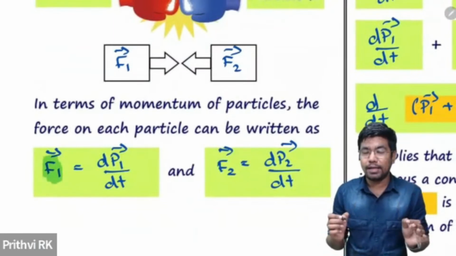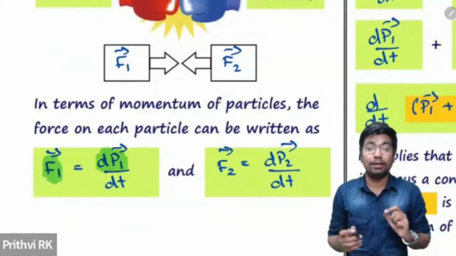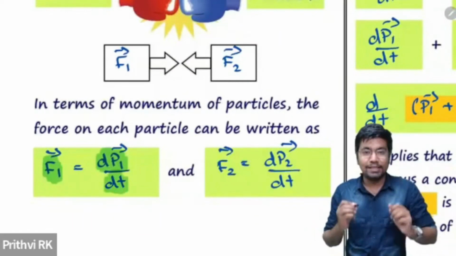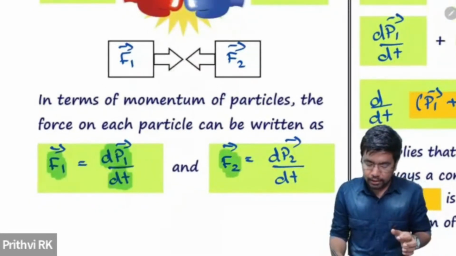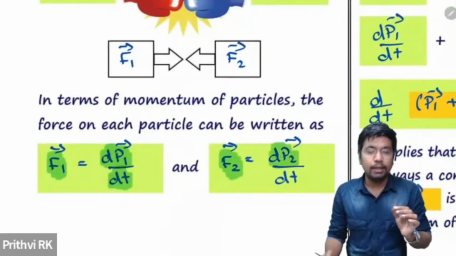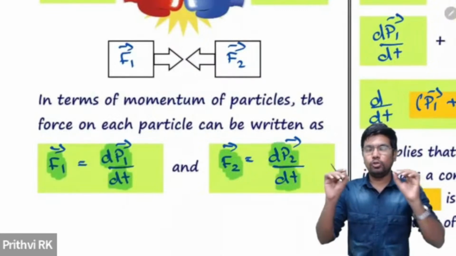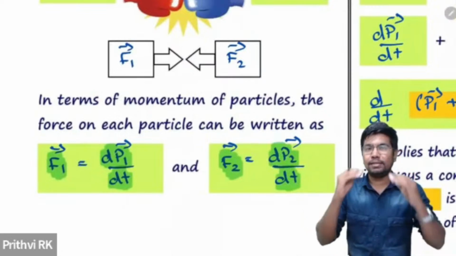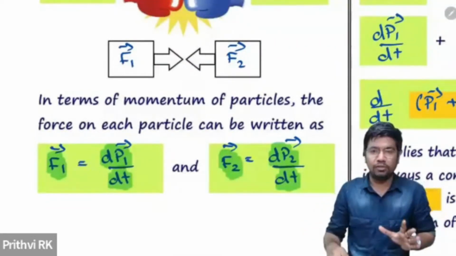The force can be written as what? F1 vector equals the differentiation of P1 vector, that is the change in momentum of the first particle, divided by the change in time dt. And for the second particle, the force F2 vector can be written as the change in momentum of particle 2, P2, divided by again the change in time dt. So generally we can write force in relation with momentum as differentiation of momentum dp divided by differentiation of time dt. This is a basic formula.